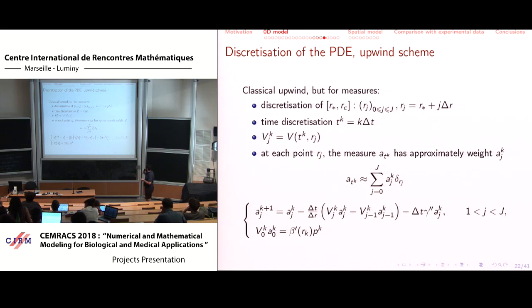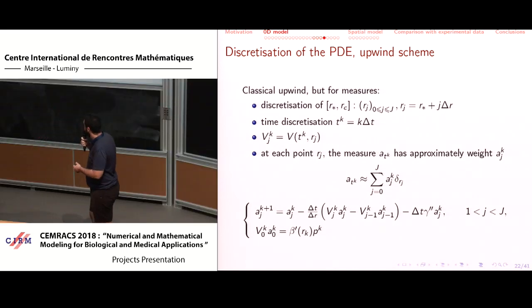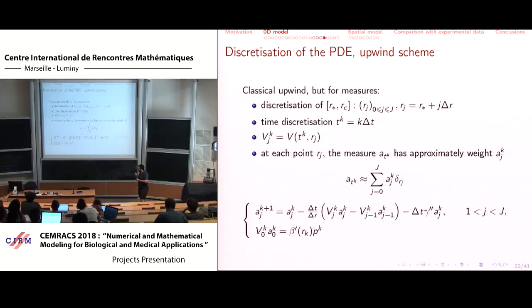So at each point r_j, the measure a at time t^k has approximately the weight a_j^k. And so we will approximate the measure a at time t_k by a weighted sum of Dirac masses. And in that setting, we obtain this numerical scheme, which is used to compute the mass at point j for the next time step.